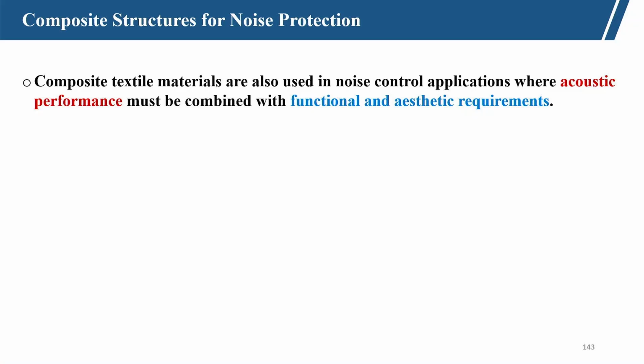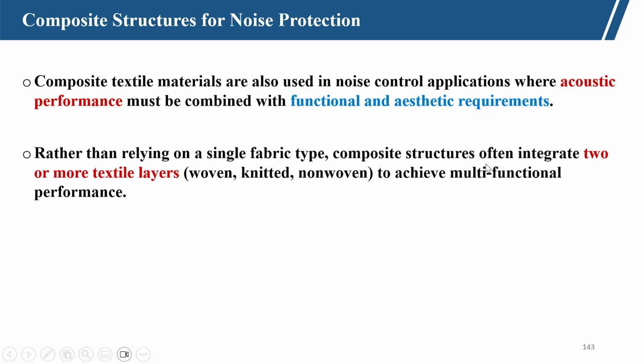The composite textile materials are also used in noise control, in applications where acoustic performance must be combined with functional and aesthetic requirements. That is important: the non-woven basically provides the functional aspect, and the aesthetic aspect is provided by woven or knitted structure. So, that is why one must know and study the characteristics of composite structures.